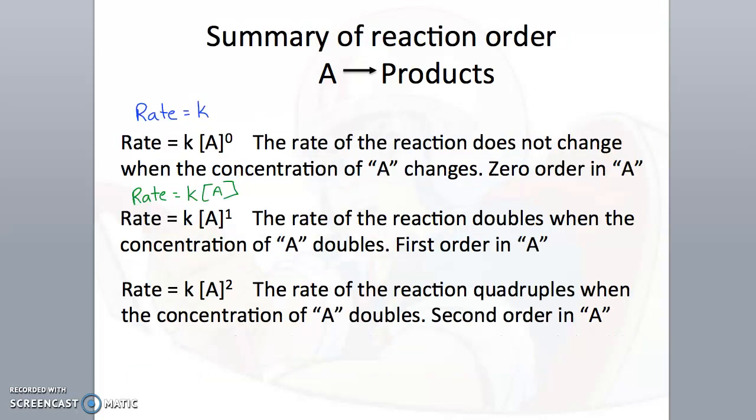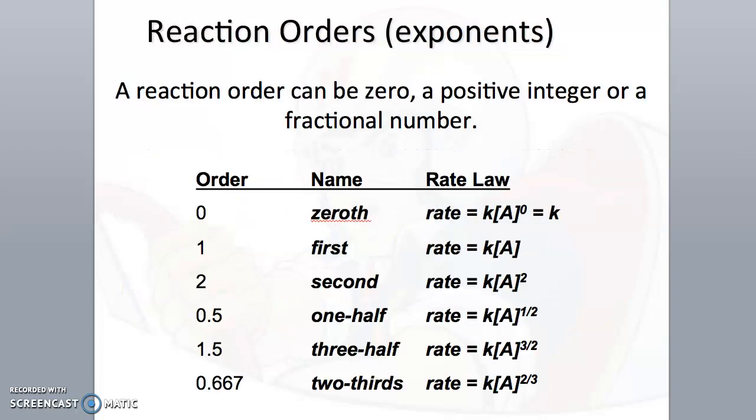A brief summary. Notice how A to the 0 equals 1, so rate equals k for a 0 order reaction. As I stated previously, there are many orders, but we're going to focus primarily on 0, first, and second order reactions.